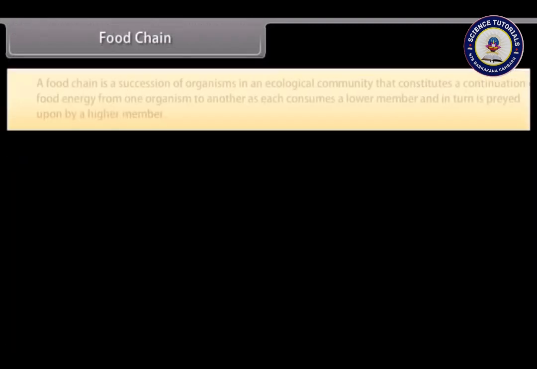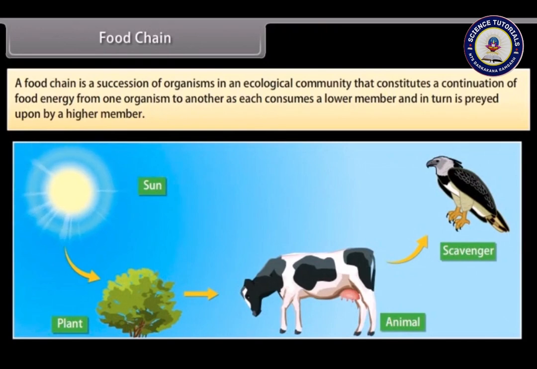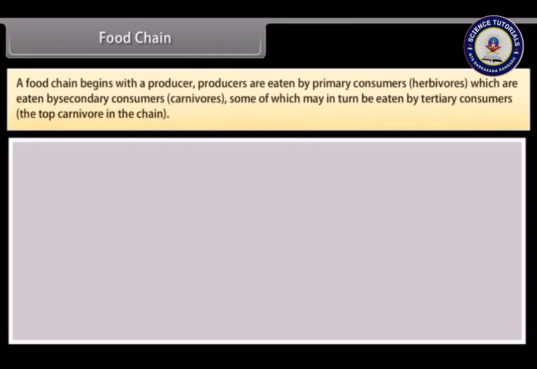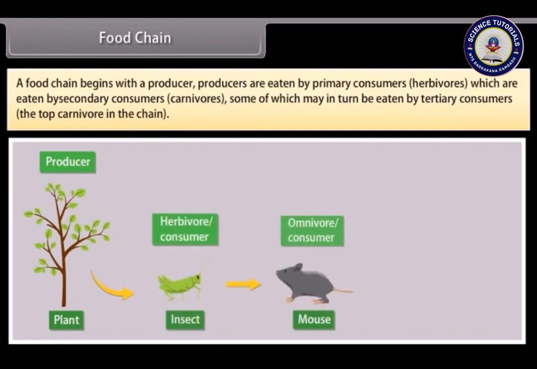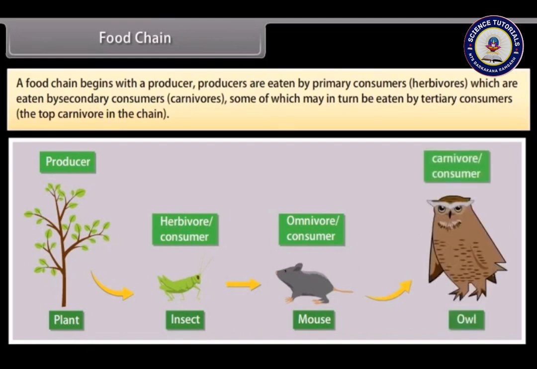Food chain. A food chain is a succession of organisms in an ecological community that constitutes a contribution of food energy from one organism to another, as each consumes a lower member and in turn is preyed upon by a higher member. A food chain begins with a producer. Producers are eaten by primary consumers, herbivores, which are eaten by secondary consumers, carnivores, some of which may in turn be eaten by tertiary consumers, the top carnivore in the chain.